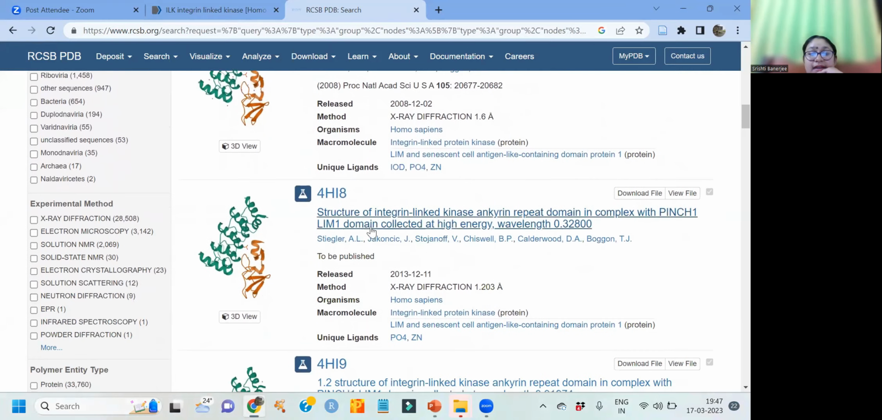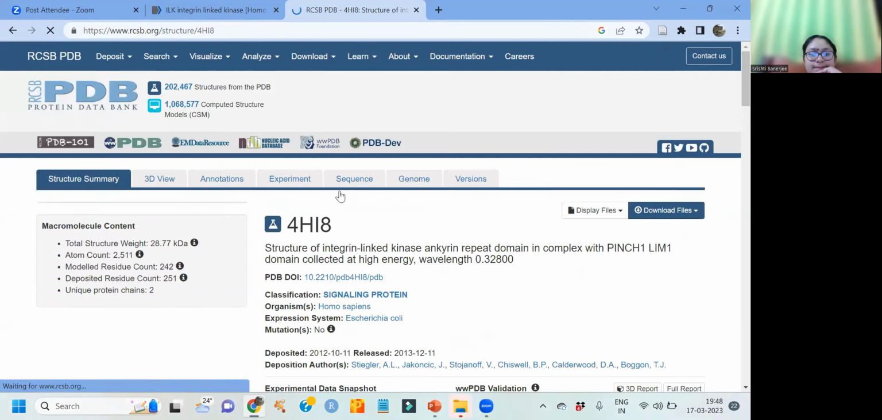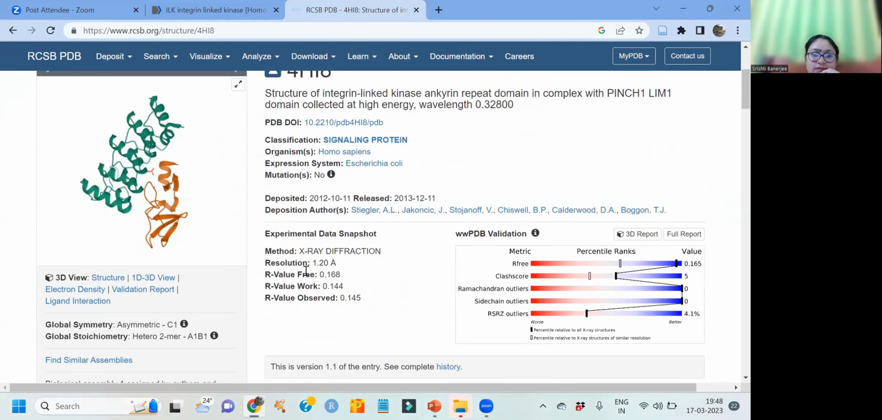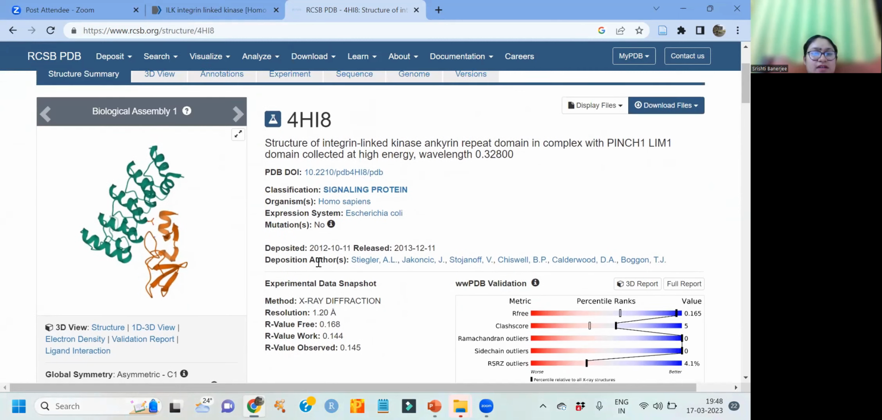This will also not be it. Now, structure of integrin linked kinase ankyrin repeat domain in complex. So we need to have an ID which says the structure. Now let's see how it looks. Click on it. From here, you will get the resolution, the resolution at which it was discovered. So this can be moved, I guess. Yes.